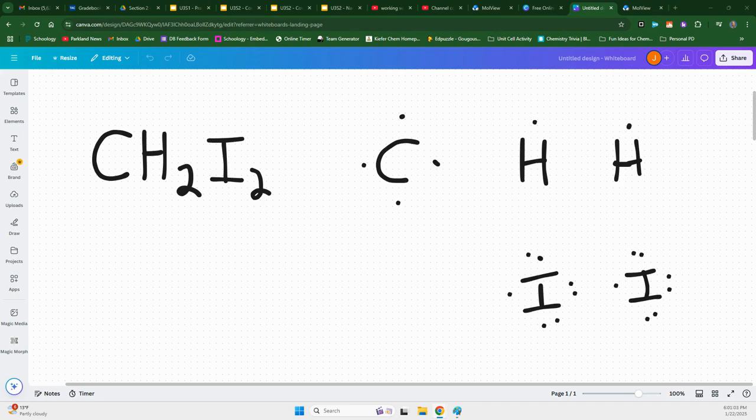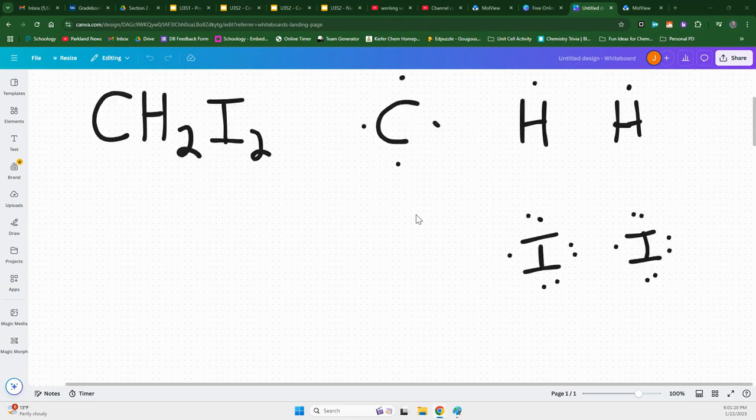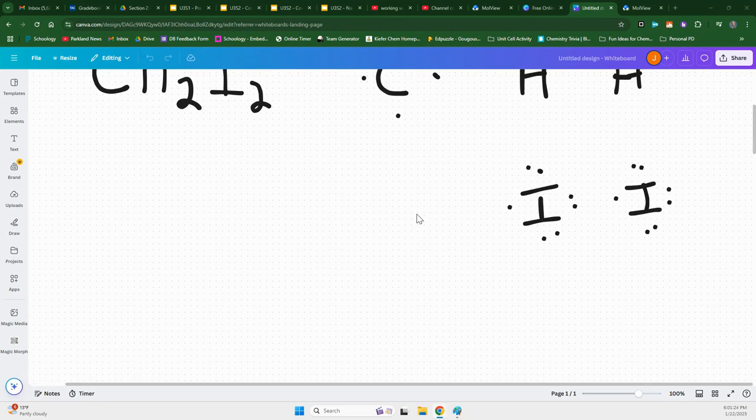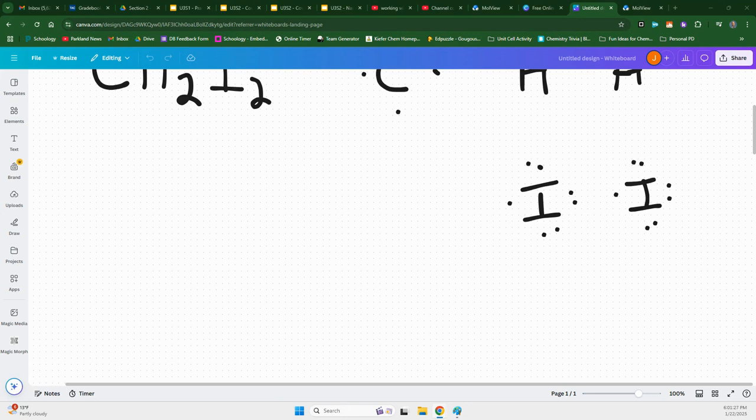So notice that carbon in the top left should make 4 single bonds. The 2 hydrogens in the top right should make 1 single bond each. And my 2 iodines in the bottom right should make 1 bond each and remain with 3 pairs of electrons. So if I scroll down just a little bit, I'm going to choose my central atom. In this case, I'm going to choose carbon because it has the most single electrons. So let's take carbon and put it right in the center there with its 4 single electrons.